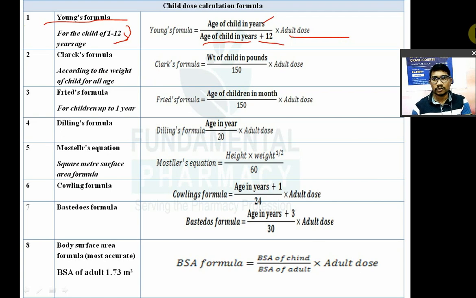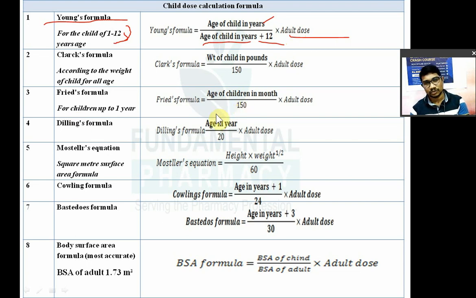Suppose they have given you the adult dose, they will ask you a question like this: calculate the dose of paracetamol for a child of 10 years of age if the adult dose is 500 milligram. Then you have to apply the correct formula depending upon the information given in the question. So Young's formula is the age in years divided by age plus 12, into adult dose.